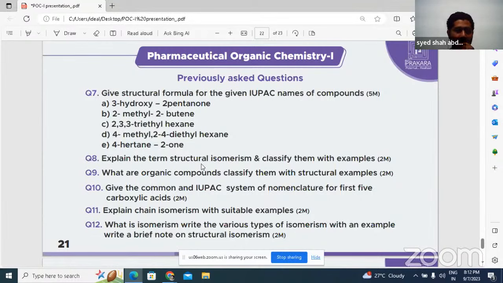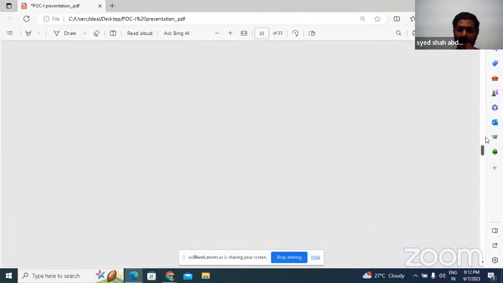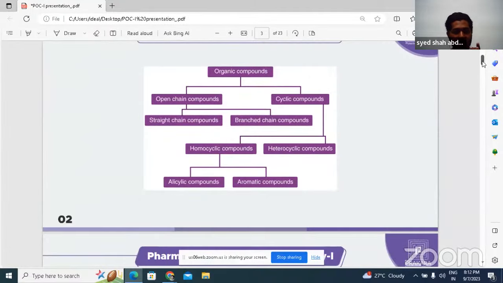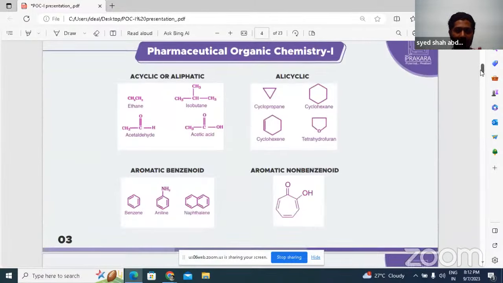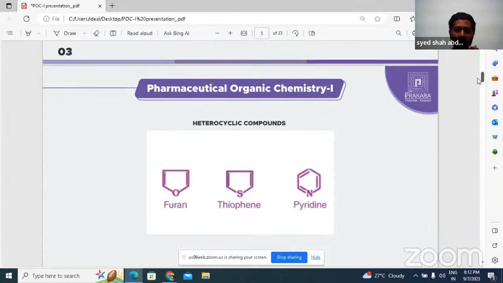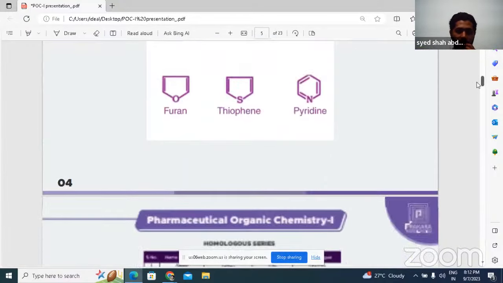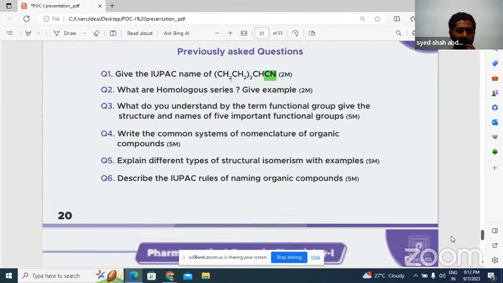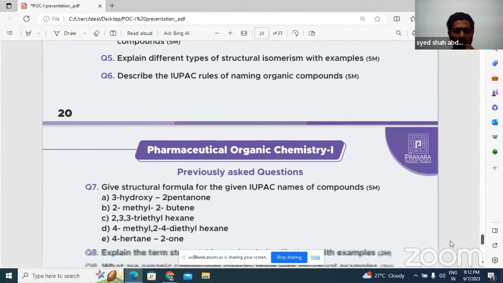So I think this question has come earlier also regarding the structural isomerism. So you should mention the various structural isomerism and what are organic compounds, classify them with structural examples. Like what I have mentioned earlier, organic compounds have been classified into various categories. If you write these structures, then it will be enough for you to get the marks. If you draw the structures perfectly and mention them properly, then you won't lose any marks.